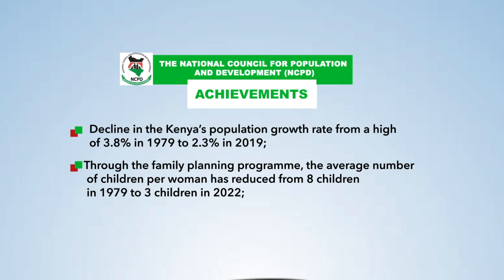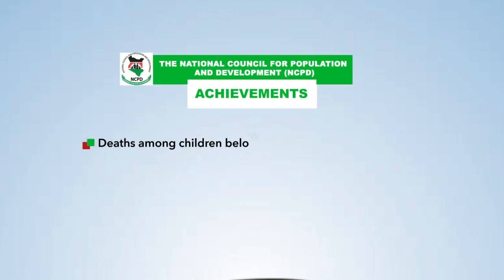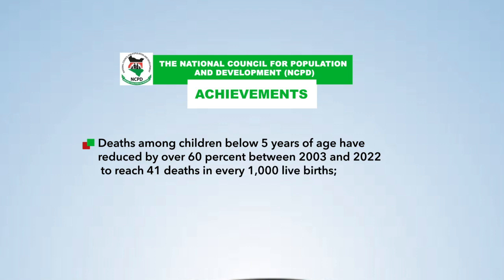Through the family planning program, the average number of children per woman has reduced from 8 children in 1979 to 3 children in 2022. Deaths among children below 5 years of age have reduced by over 60% between 2003 and 2022 to reach 41 deaths in every 1,000 live births.